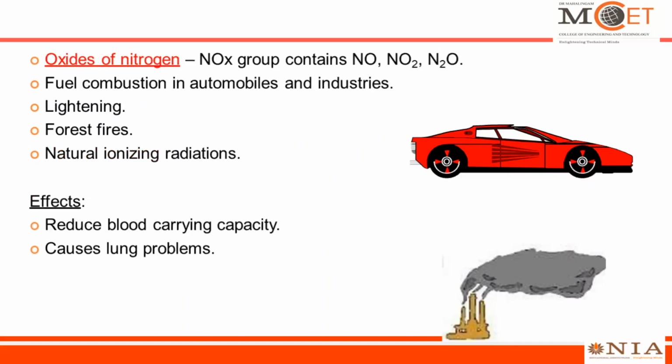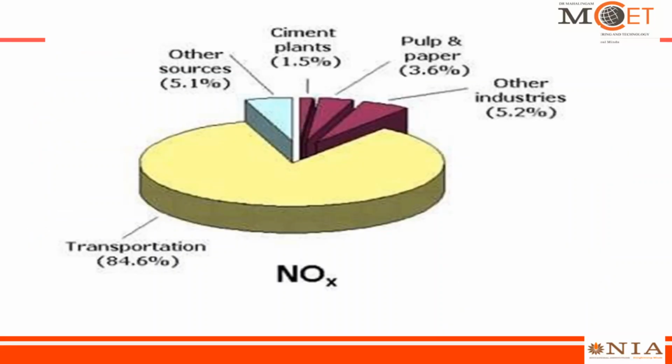Oxides of nitrogen, that is, the NOx group, contains NO, NO2 and N2O. NO is nitric oxide, NO2 is nitrogen dioxide, N2O is nitrous oxide. It is formed by combustion of fuels in automobiles and industries, lightning, forest fires, natural ionizing radiations. So effects: this also reduces the oxygen carrying capacity, causes lung problems. So this is a pie chart representing the contribution of NOx from various activities.